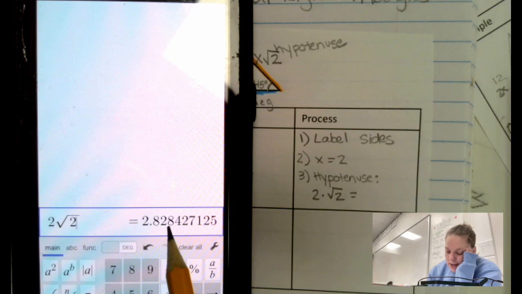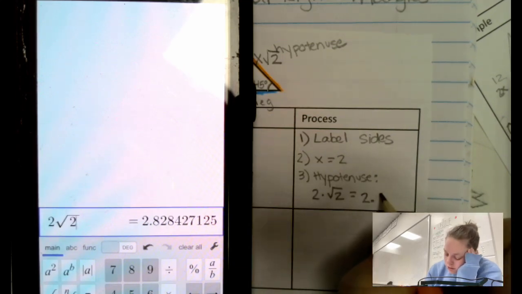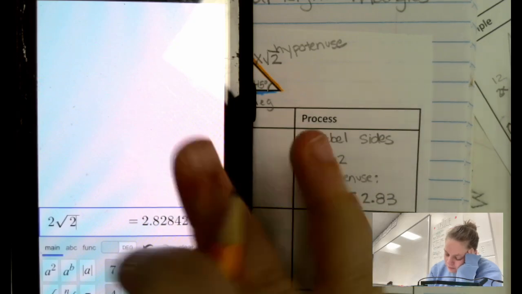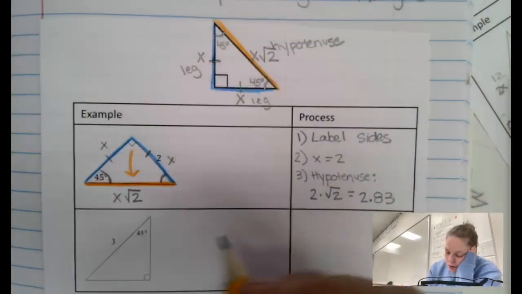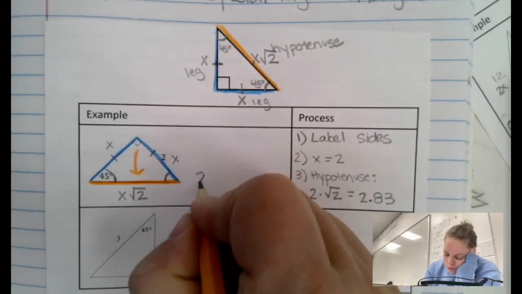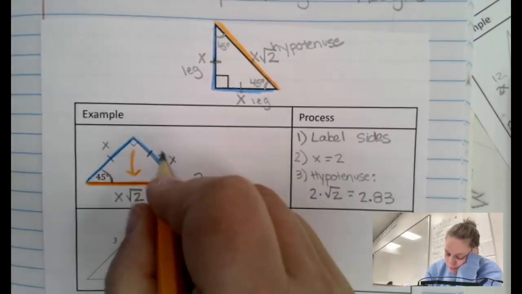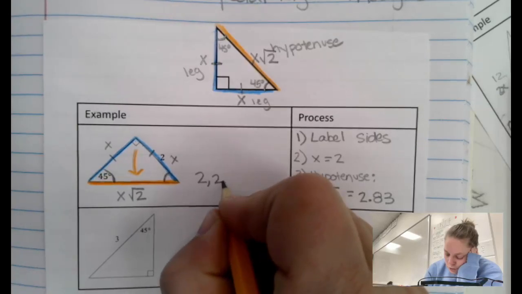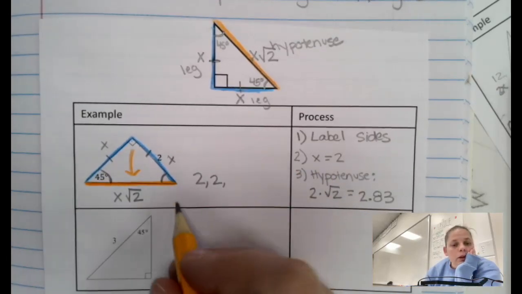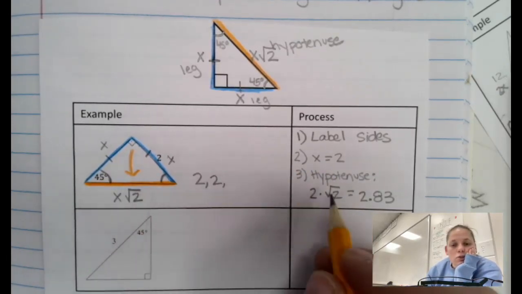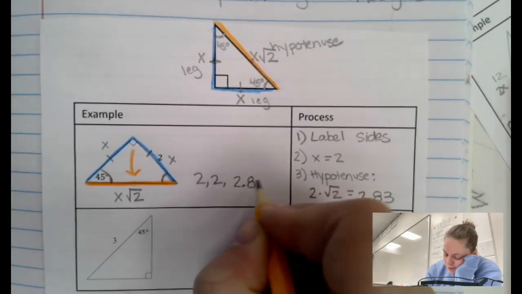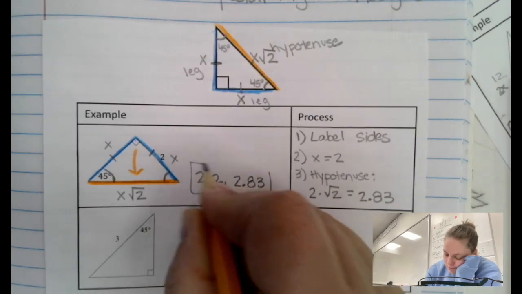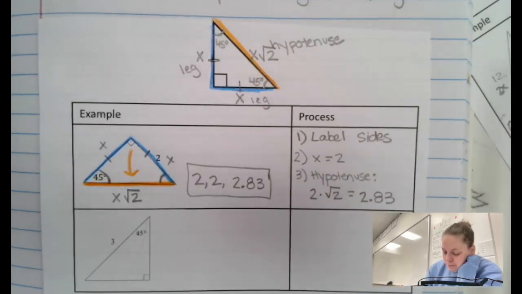After the 82 is an 8. That tells me to round up to 83. So 2 and 83 hundredths. Okay. So I know my sides are 2. That's my leg. My other leg is the same, 2. And then my hypotenuse is 2 square root of 2, which was 2.83, which should be the longest side. And it is. And those are my 3 sides.